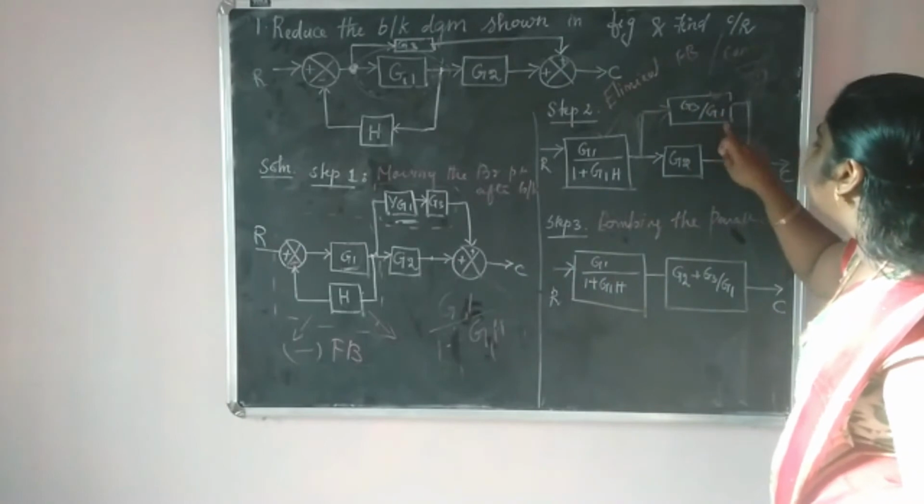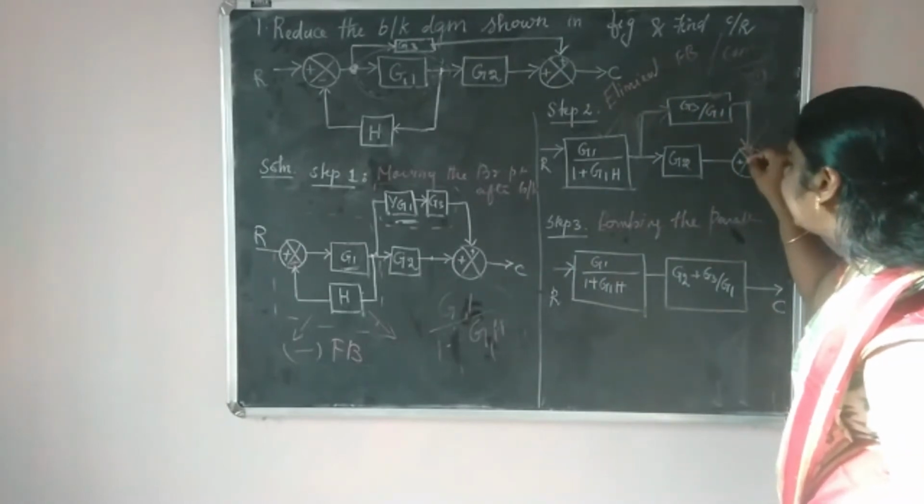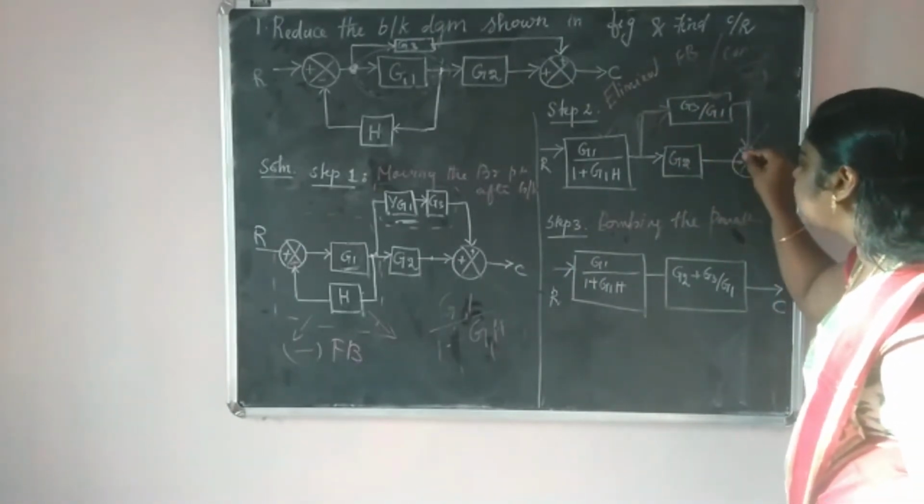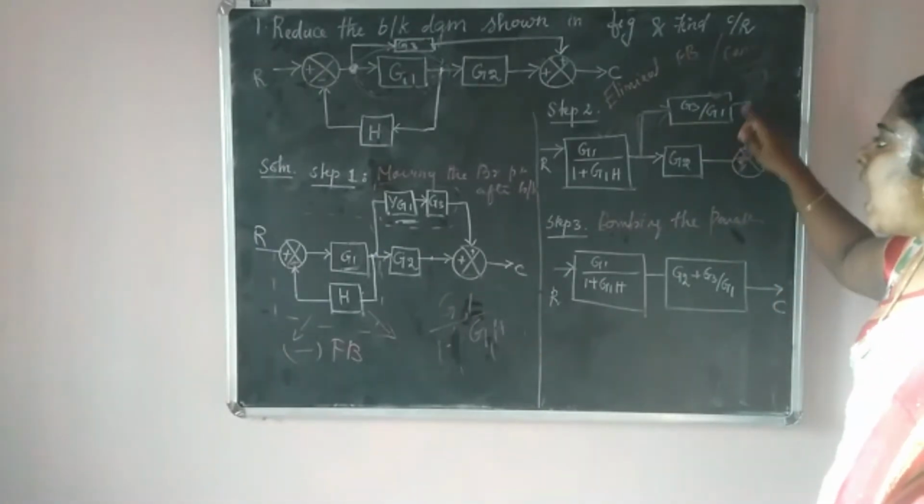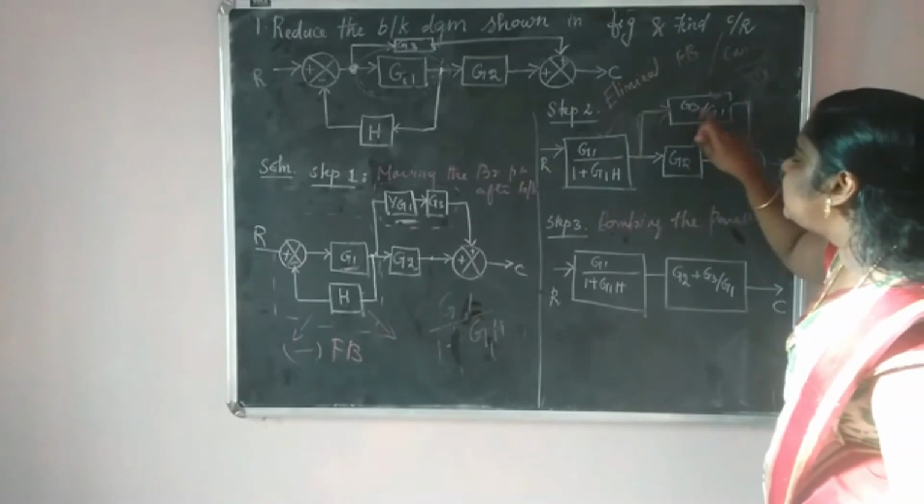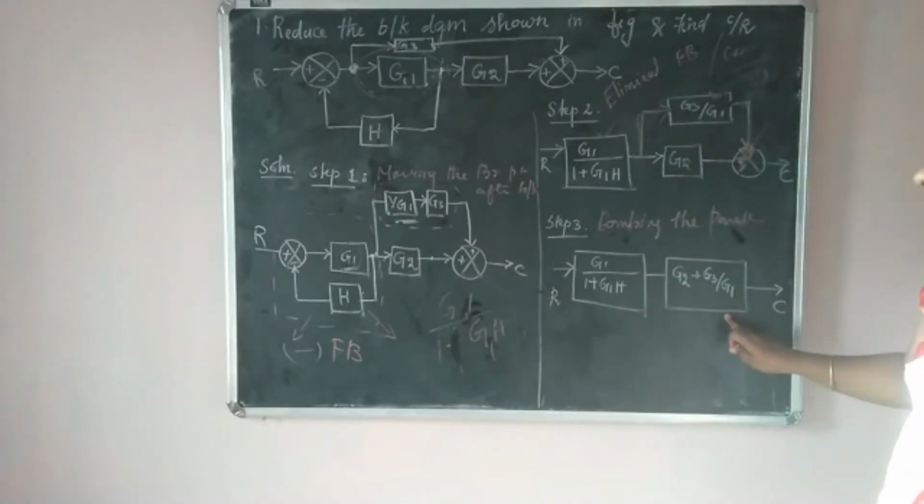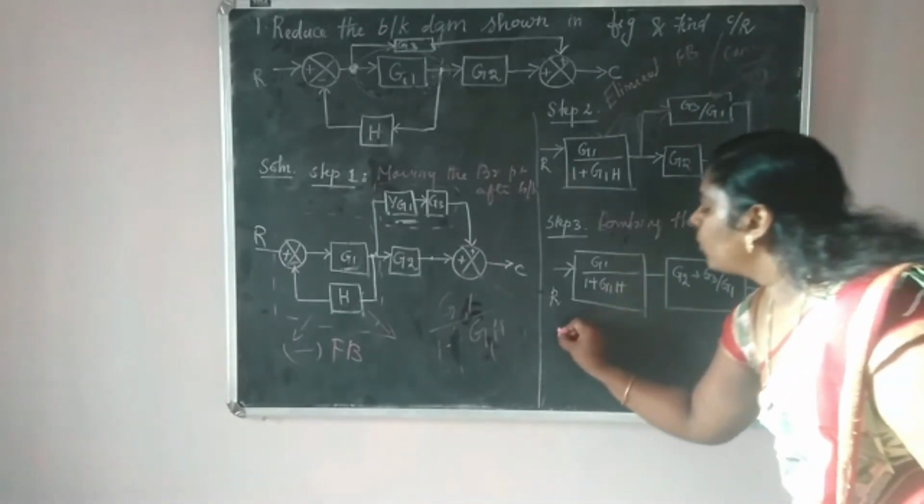So this G3 by G1 is connected to the plus symbol here. Again this G2 is connected with positive polarity. So we have to add both: G2 plus G3 divided by G1. Yes. So now step 4.